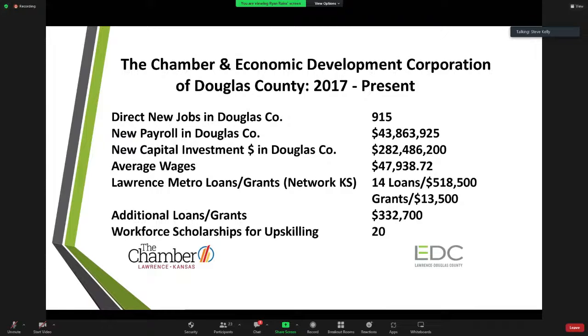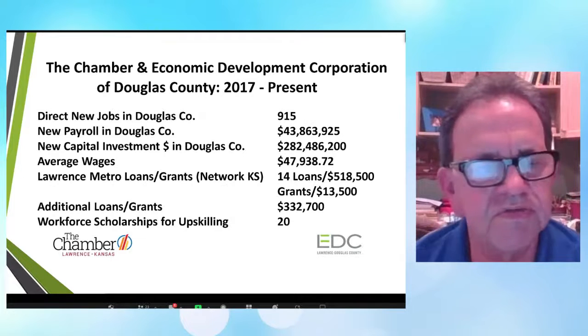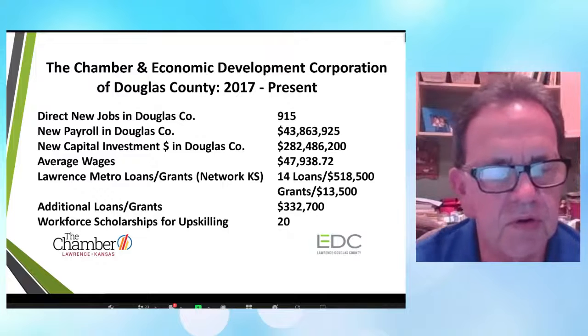We also operate a gap funding program through Network Kansas. And through that program, and these are for entrepreneurs and small businesses, provided 14 loans. We also have been able to identify some additional grant opportunities for several companies to a total of $13,500. We have also become, and Ryan deserves a lot of credit for this, pretty adept at finding other sources of loans and grants for some companies. We have gotten over $300,000 of additional funding through some of those avenues to support local companies.